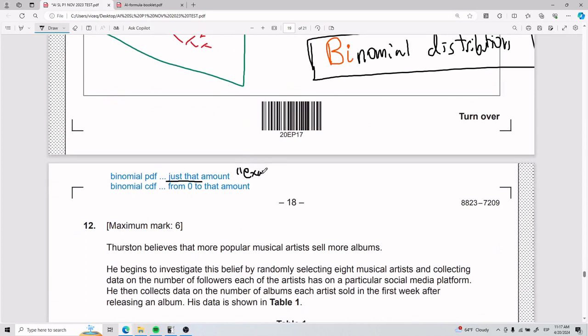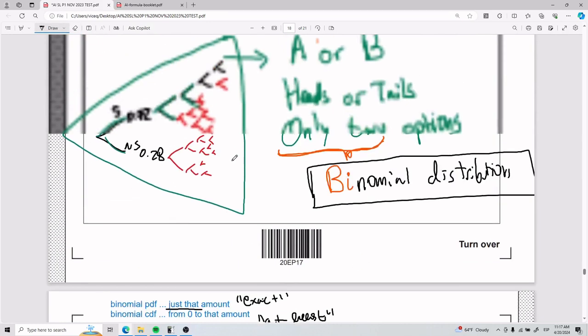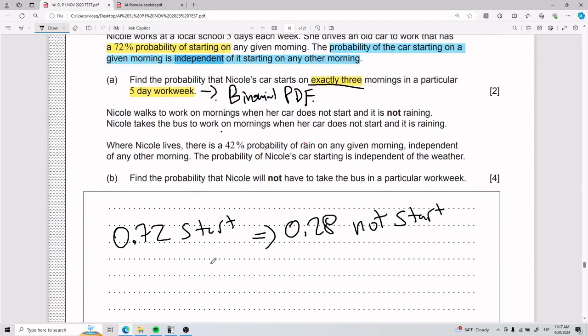So maybe I'm gonna write exact, and CDF is from 0 to that amount. So maybe you're thinking of at least, stuff like that. Okay. All right. So as long as you associate PDF to an exact amount or just that amount, you'll be fine.